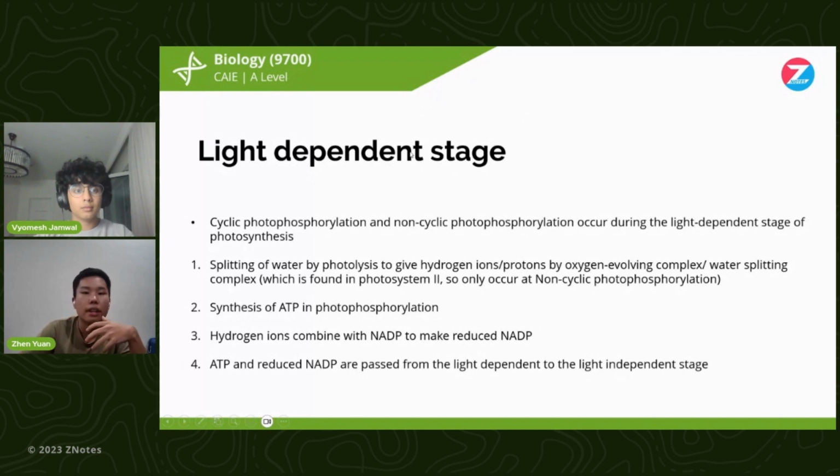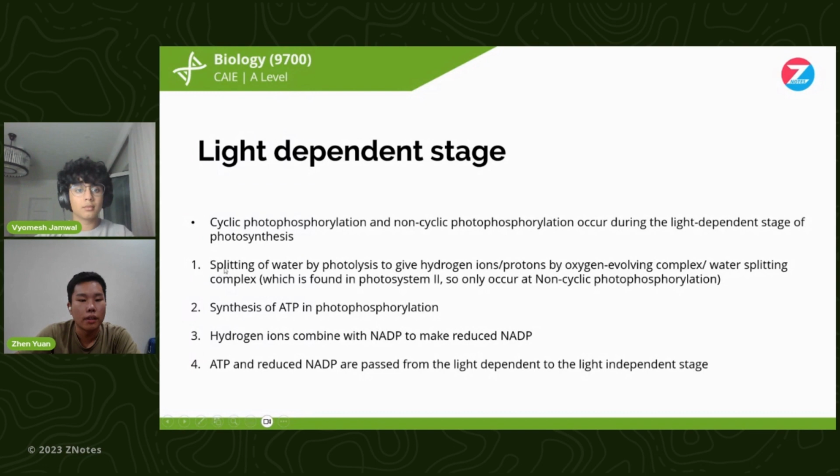As I said previously, there are two stages when it comes to photosynthesis, two main stages per se. So yeah, your light dependent and your light independent. So we'll begin talking about the light dependent stage first. Cyclic photophosphorylation and non-cyclic photophosphorylation occur during the light dependent stage of photosynthesis. And yeah, these four points here are kind of like a summary for the light dependent stage, kind of like an intro to the more detailed parts later on.